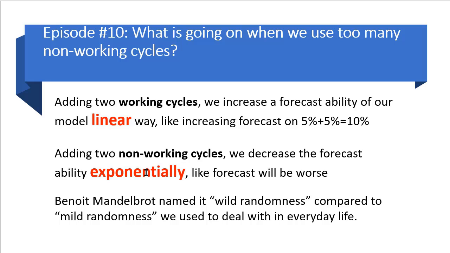You see, the exponent grows much faster, so it's not easy to improve cycles, while it's very easy to spoil cycles by adding a few non-working cycles. Actually, this is like in real life: it's not easy to do something good, but to spoil something, to break something, it's not a big deal. This is a specific situation for stock market data sets. Benoit Mandelbrot named this situation in the stock market wild randomness, compared to the mild randomness that we are used to dealing with in everyday life.